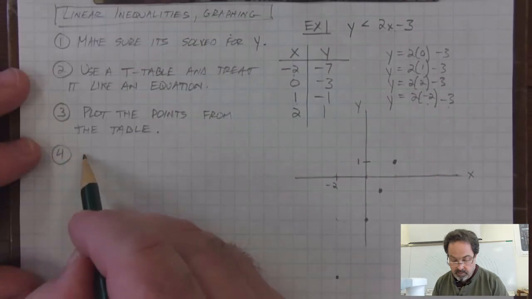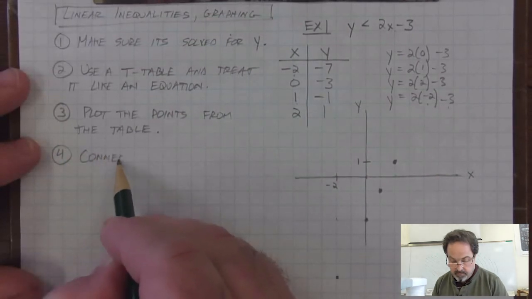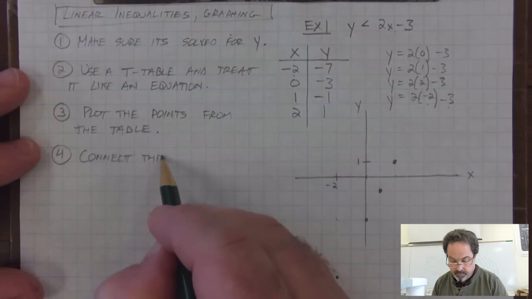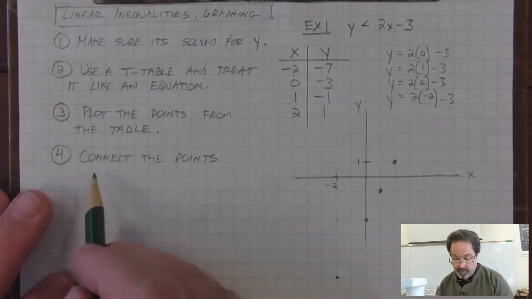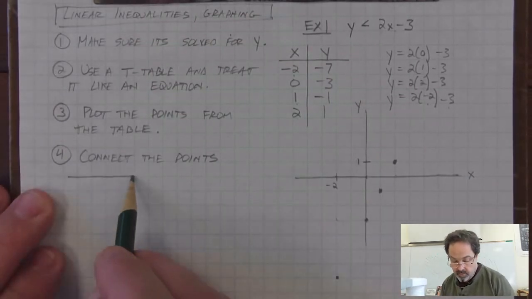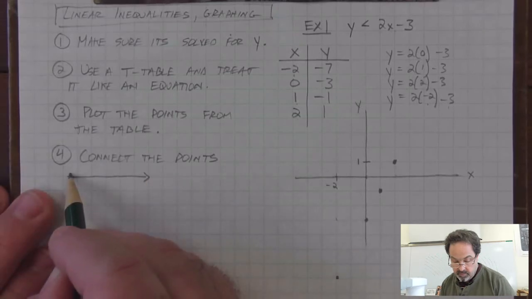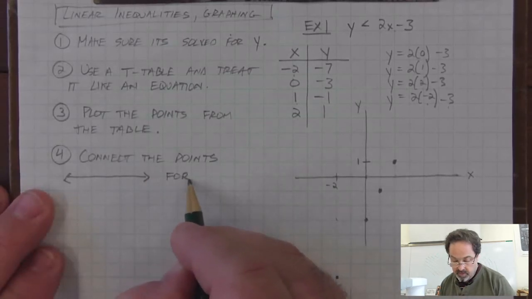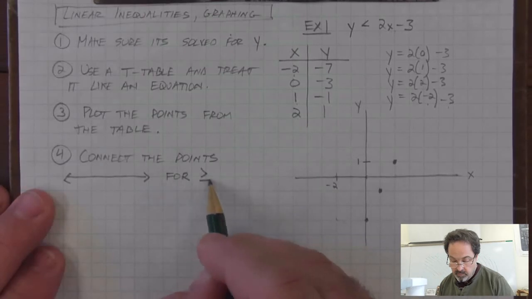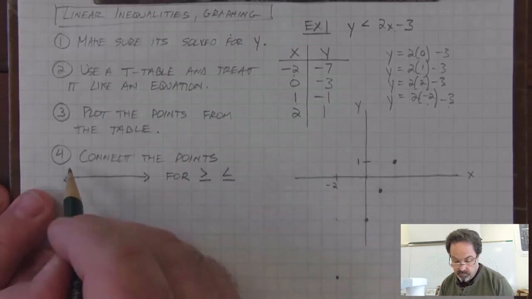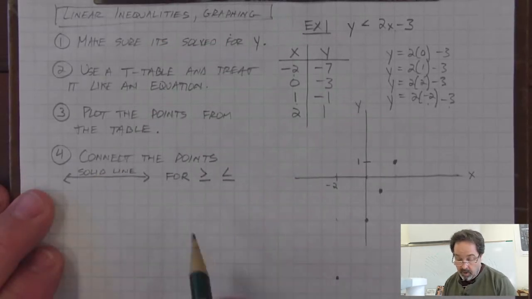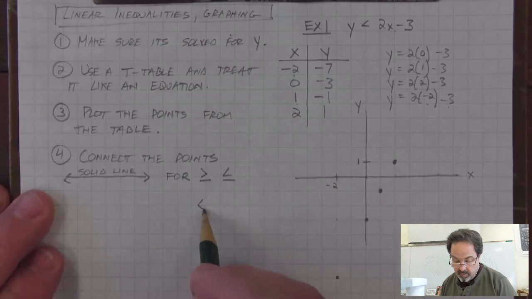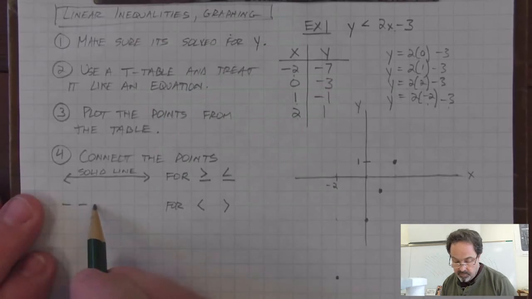Now I need to connect the points. But I need to consider the sign. I'm going to connect them with a solid line for the inequalities greater than or equal to, less than or equal to. And for symbols less than or greater than, I'm going to use a dotted line.